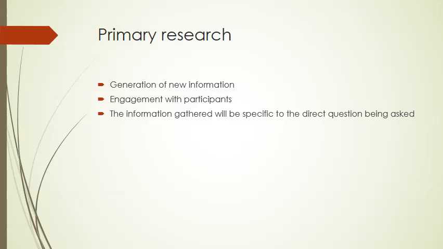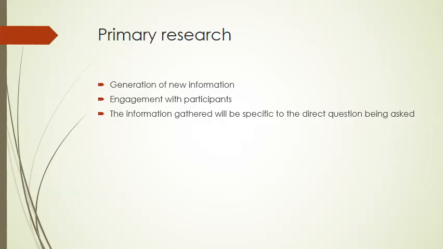The information that we gather will be very specific to the direct question that we're being asked. Now, secondary research, whilst it's easier in terms of resources, is very unobtrusive because you're not interrupting people or invading their privacy. It also has issues related to whether or not it actually meets the need. So we could be using some secondary research that isn't specifically the same as what we're looking for, but has enough similarities to make it valuable.